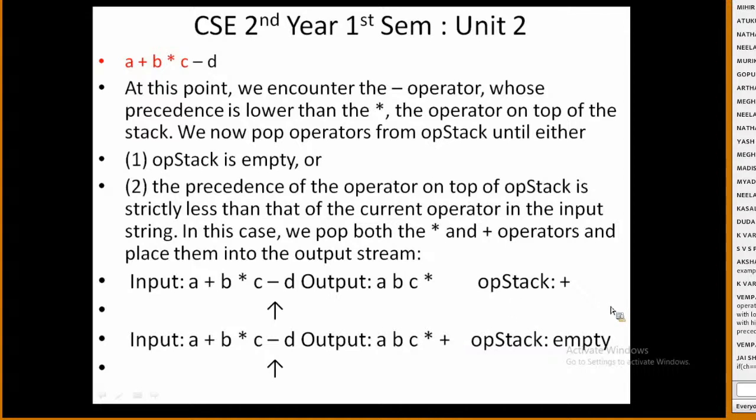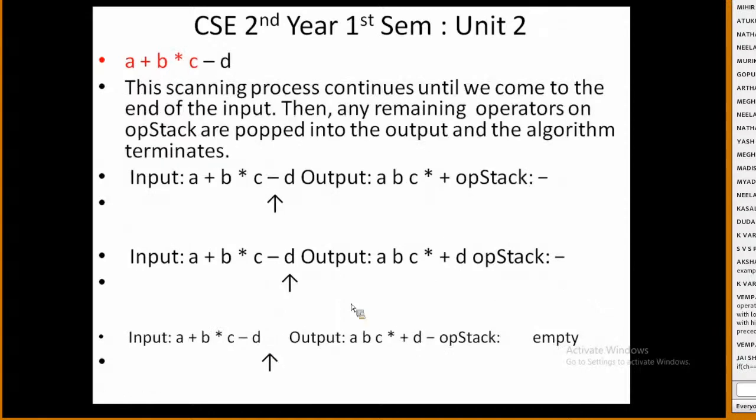Now what is at the top of the stack? At the top of the stack is hash. What is the precedence of hash? The precedence of hash is 0. So the precedence of minus is 1. Since the precedence of minus is 1, which is higher than the hash, we push it over here.